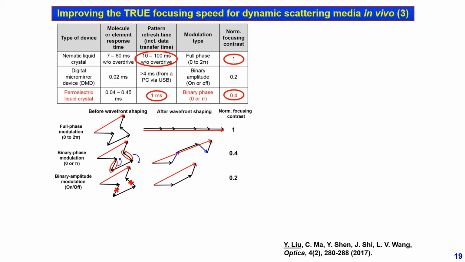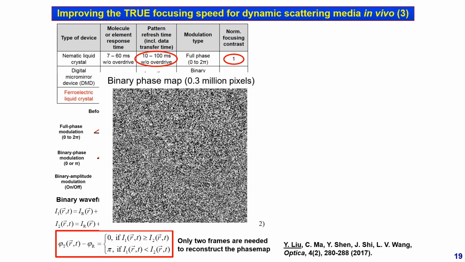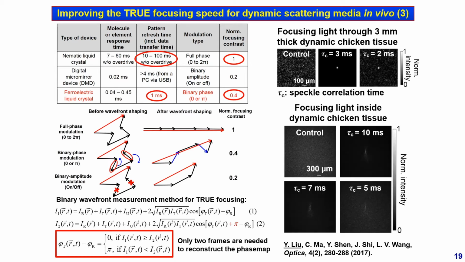Now that we use an SLM that achieves binary phase modulation, we don't need to measure the wavefront very accurately. We developed a binary wavefront measurement method that works perfectly with binary phase modulation while doubling the wavefront measurement speed. This is a representative binary phase map we use to correct for scattering. With this improved speed, we focus light through 3 mm thick dynamic chicken tissue, even when the speckle correlation time was 2 milliseconds. We also focus light inside dynamic chicken tissue, even when the speckle correlation time was 5 milliseconds.